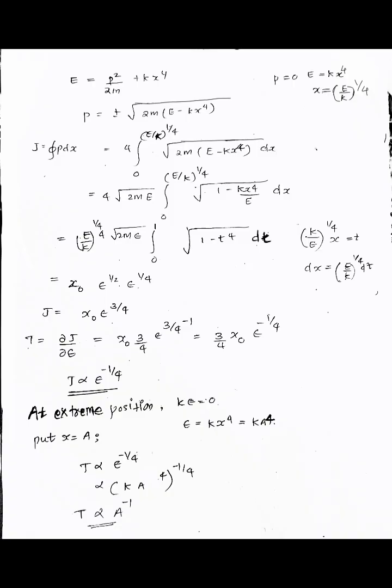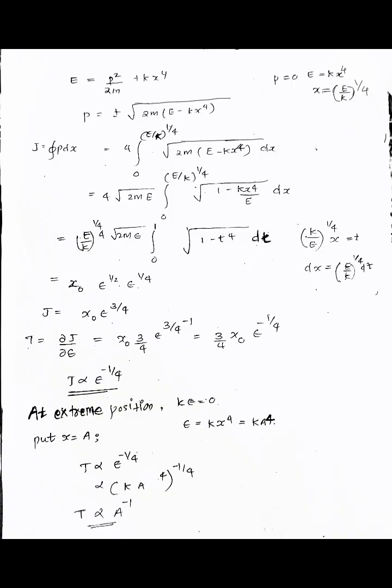This is equal to (e/k)^(1/4) into 4 into root of 2m e into the integral from 0 to 1 of square root of 1 minus t^4, because we know that (k/e)^(1/4) into x is equal to t, and dx is equal to (e/k)^(1/4) into dt. The limit is changing to 0 to 1 with respect to this substitution.